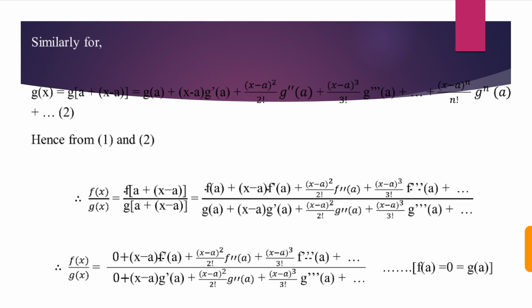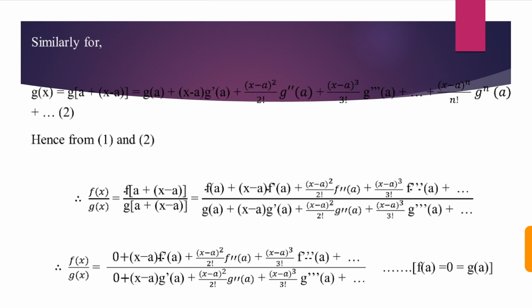Similarly, for the second function g of x, again applying the Taylor series, g of x is equal to g of a plus x minus a g dash of a plus x minus a whole square upon 2 factorial g double dash of a plus x minus a whole cube upon 3 factorial g triple dash of a, plus and so on. And this function is called equation number second.